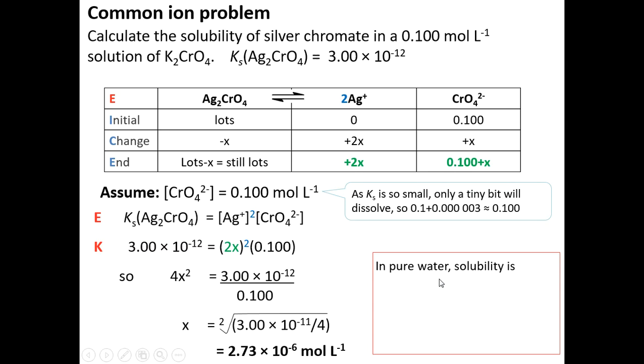If I use the shortcut method, which you can only use in pure water, then you'll see that your solubility is a bit more. So our silver chromate is more soluble in pure water because it's 9 times 10 to the minus 5 compared to about 3 times 10 to the minus 6. So this is a smaller value.